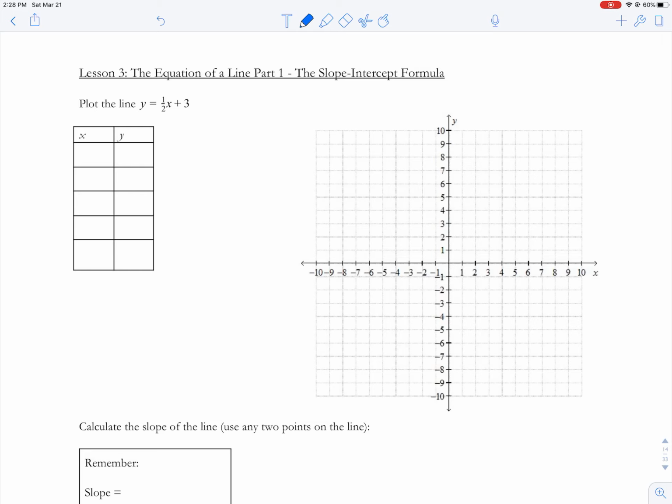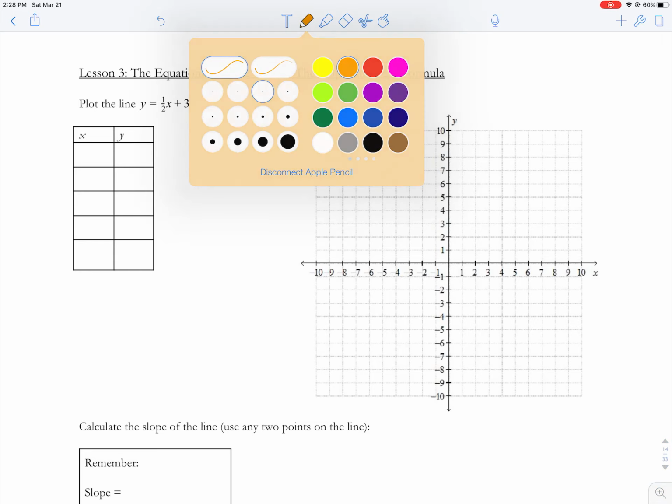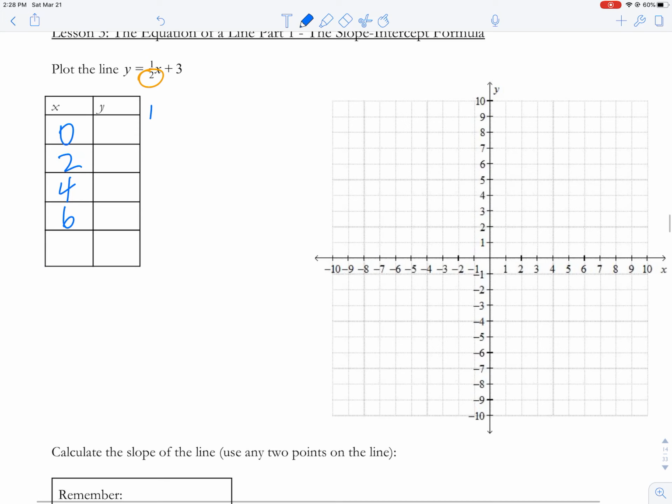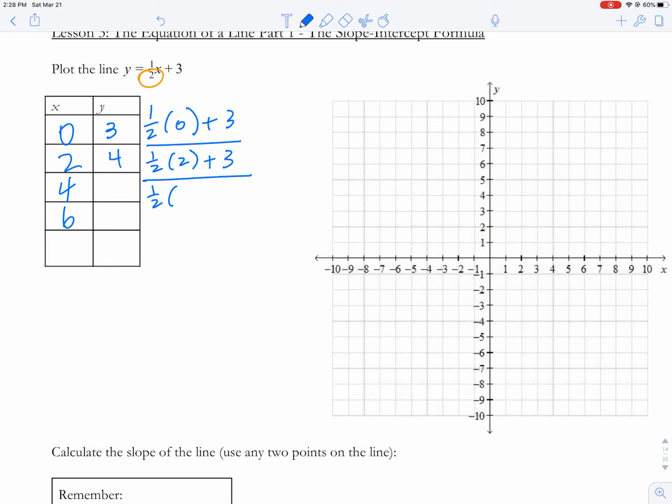We're going to start by plotting the line y equals a half x plus 3, and because this has a divide by 2 in the fraction, I'm going to make sure all of my numbers are easily divisible by 2. So if I have a half of 0 plus 3, that's 0 plus 3, which is 3. The next one would be a half times 2, which is 1, plus 3, I get 4. A half times 4, which is 2, plus 3, I get 5. And a half times 6, which is 3, plus 3 is 6, or you may have noticed the pattern and figured out it was 6.